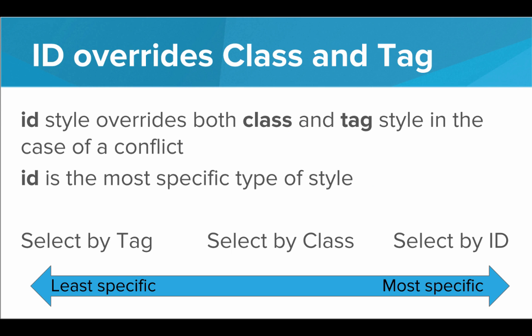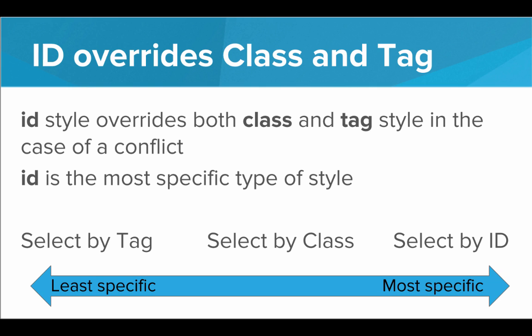Now an important note here is that ID overrides the style of both class and tag in the case of a conflict. ID is the most specific type of style. So on the spectrum of CSS styling, at the least specific we have selecting by tag. If we write a CSS rule that selects several elements by tag, that is a very general rule. Then we have selecting by class. If we write a CSS rule that selects by class, that is a bit more specific, that is applying to a smaller group of tags.